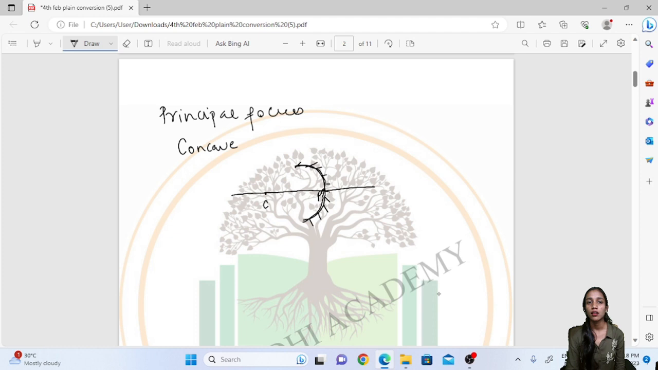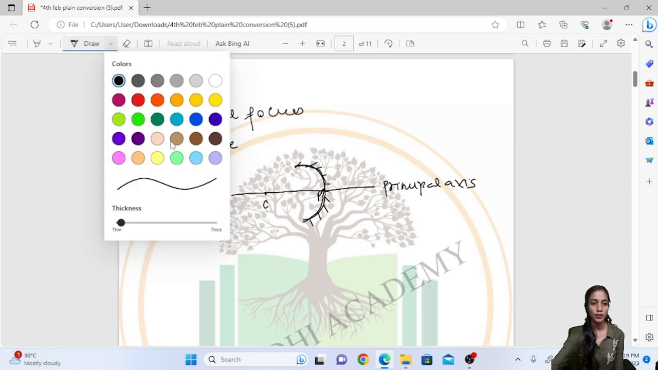So today we will see one more quantity with respect to this mirror, that is the principal focus. For this we need to do an experiment. In the experiment, we take light rays. I had mentioned that this is the principal axis. The first thing we need to know is that the light ray goes parallel to the principal axis.